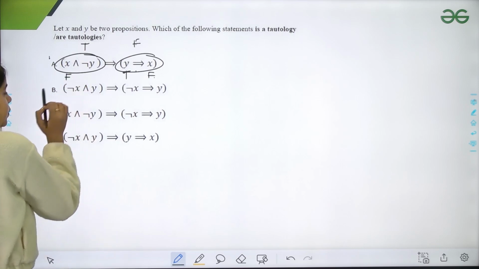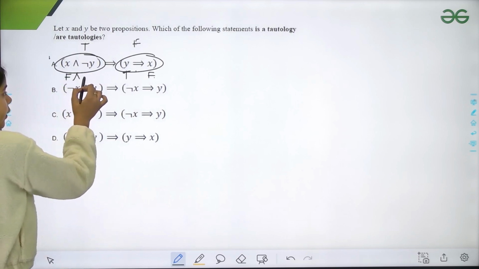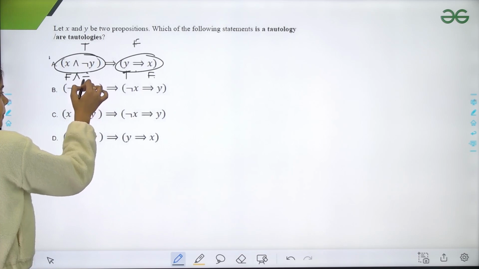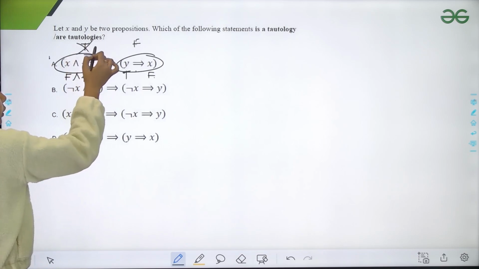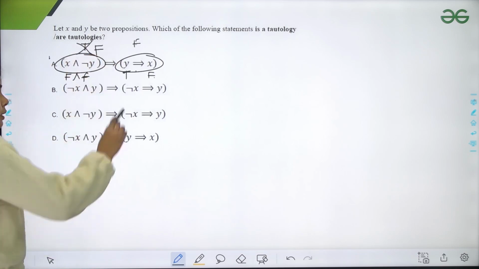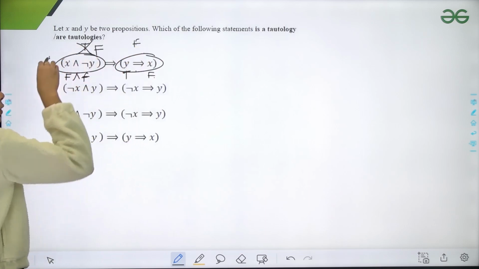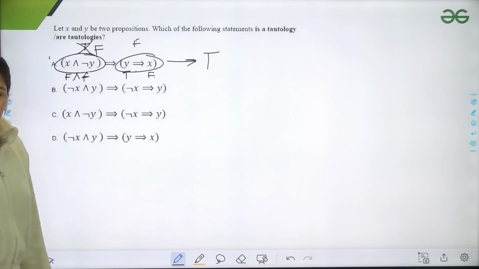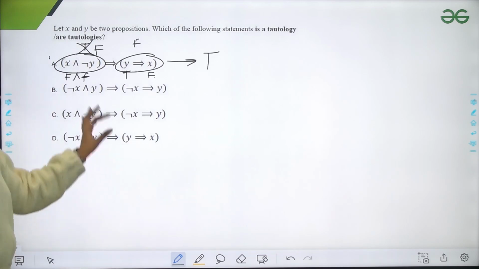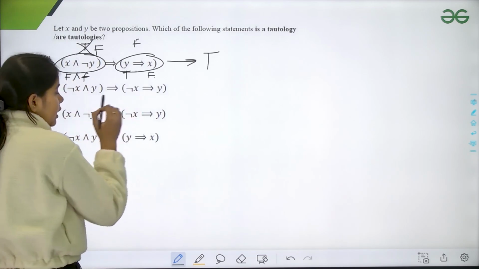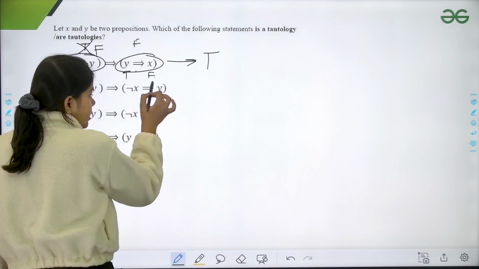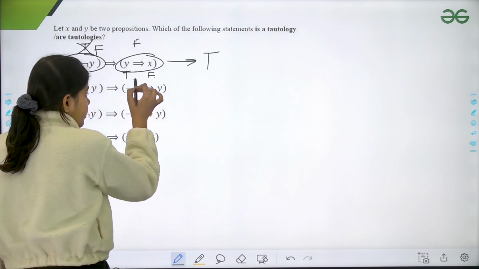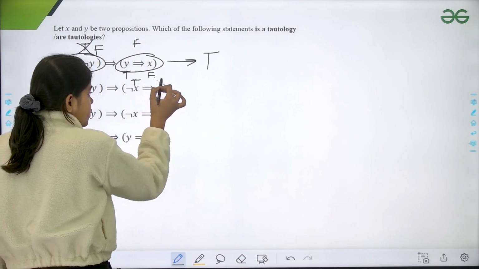So if I take X as false, then X and negation of Y, that is true, would become false, right? So it would become false. So this cannot be true. That means this statement cannot be false, so this is a tautology, because overall we do not get a false value; we always get a true value. Similarly for this one, let's consider the right hand side as false. So that means this is true, this is true, this is false.